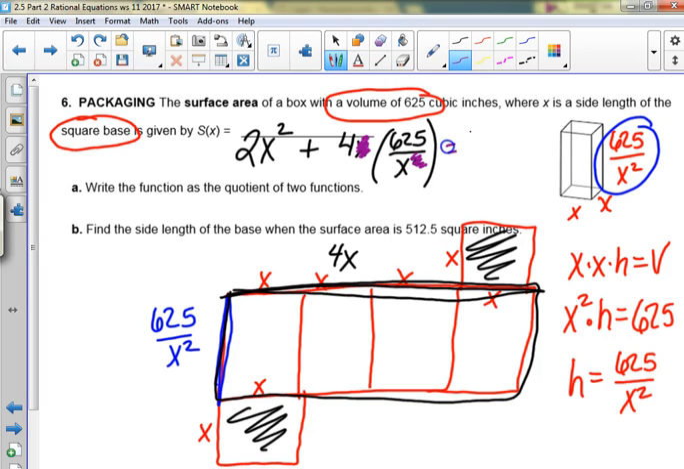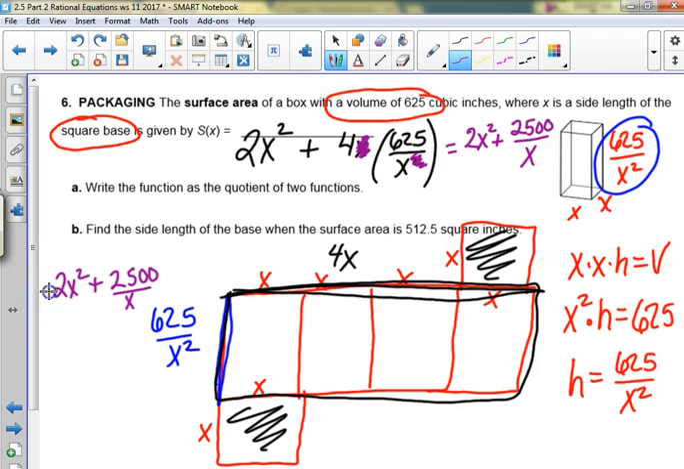2,500? Okay. So this becomes 2x squared plus 2,500 over x. Now, we can't multiply through by an x and get rid of all the x's because there's no equal sign here. I know I wrote an equal sign, but it's not. We don't know what the surface area is equal to. How would we add? Go back to yesterday's lesson. How do I add 2x squared plus 2,500 over x?